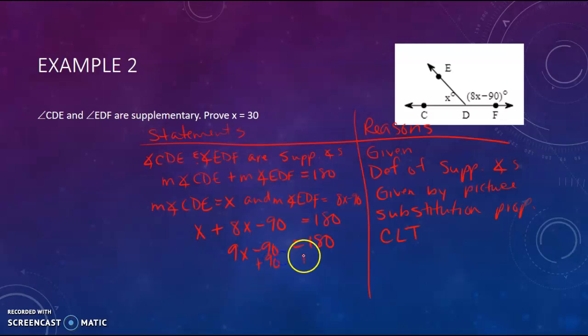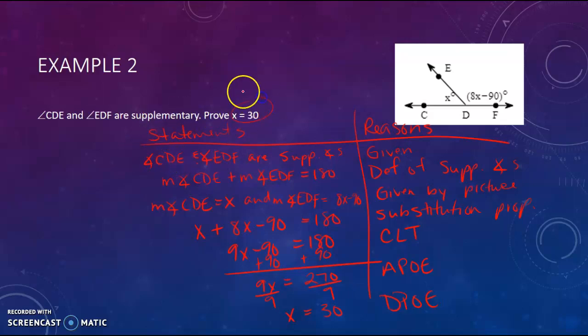So I'm going to add 90 to both sides. And so that would be 9x equals 200. Why am I thinking 200? It's not 200. 270. There we go. And that was by the addition property of equality. And then I'm going to divide both sides by 9. So then x will equal 30. And because I'm dividing both sides, my reason for that would be the division property of equality. And I proved that x equals 30.